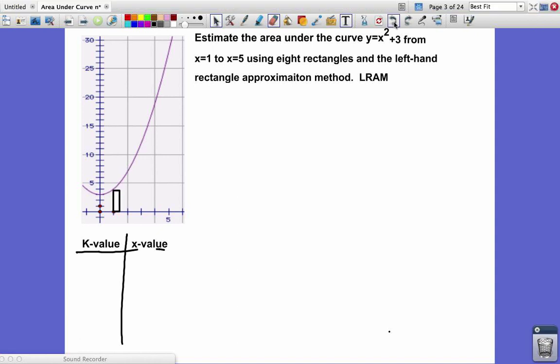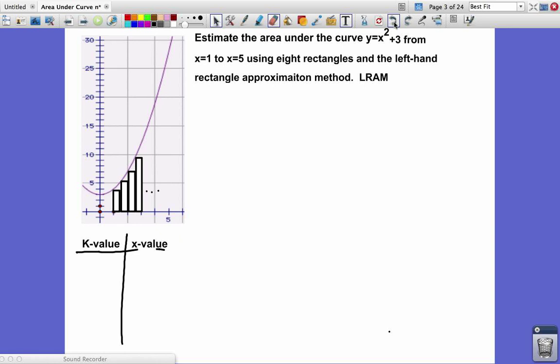So the first rectangle there in a left-hand approximation method is drawn so that the left-hand side of the rectangle is touching the curve y equals x squared plus 3. The second rectangle is drawn in a similar manner. The third, the fourth rectangle, and onwards. And you don't need to draw in every rectangle in the diagram. Just a few rectangles will give you the feel for how to fill in your k and x chart.